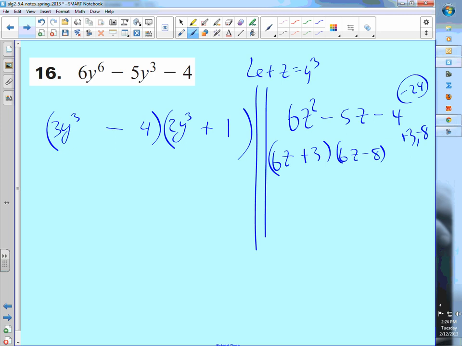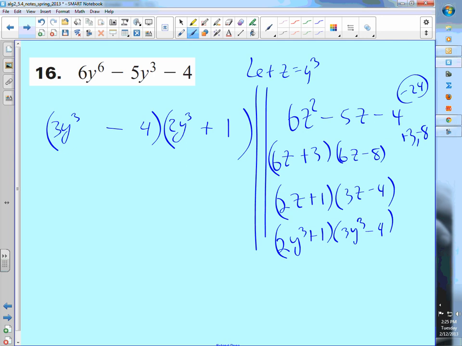So 6z plus 3 and 6z minus 8. What's in common in the first parenthesis? So you'd be left with 2z plus 1. And in the second parenthesis, 2. So you get 3z minus 4. And then you would replace the z's with the y cubes. 2y cubed plus 1 and 3y cubed minus 4. Same thing we got on guess and check. Better be.